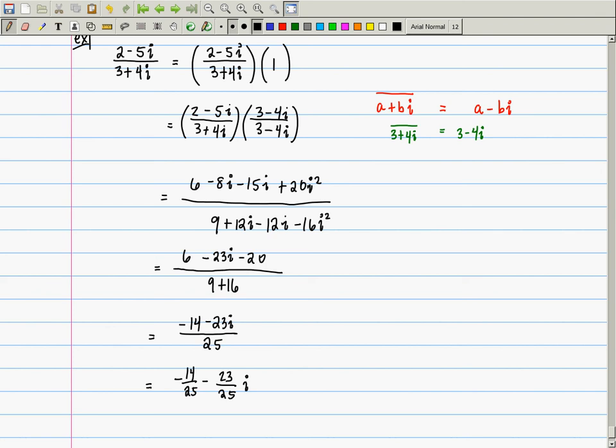Negative 23 over 25. So let's make sure it's clear, right? The imaginary part is not negative 23 over 25 i. That's not the imaginary part. The imaginary part is negative 23 over 25. You don't include the i. That is to say that this is the real part. This, not including the i, is the imaginary part.